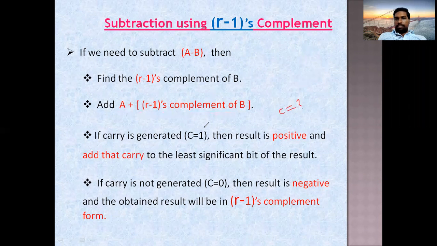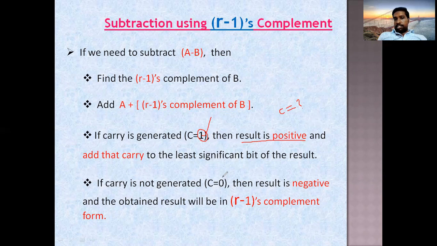Suppose if carry value is equal to 1, it means that the result is positive. Whatever the result that you are going to get will be positive, and add this carry value to the LSB of the result. LSB means the rightmost bit of the result. That is the process you need to follow.